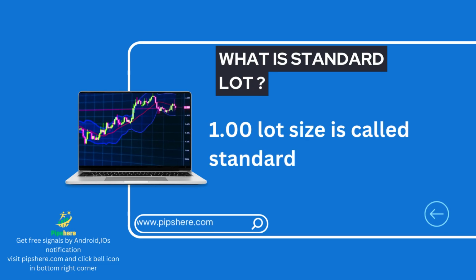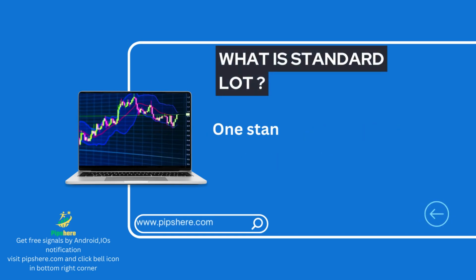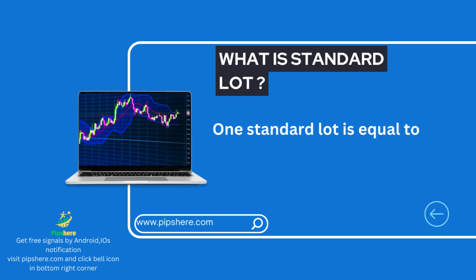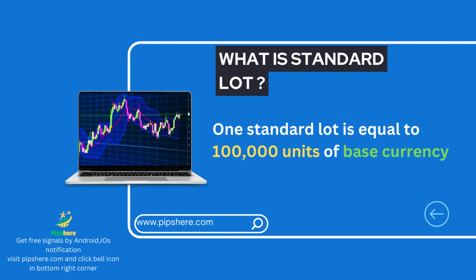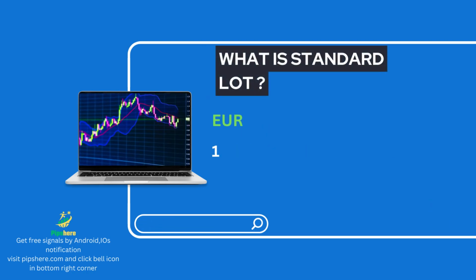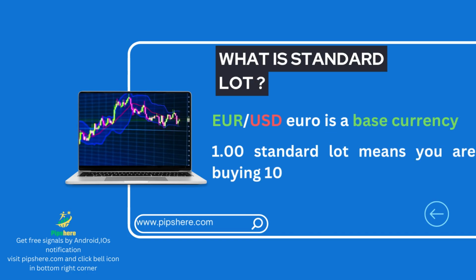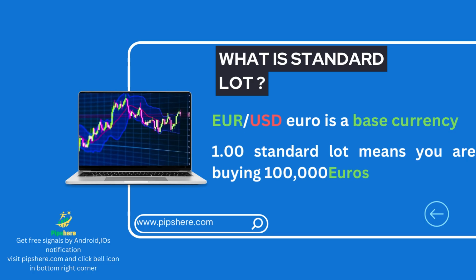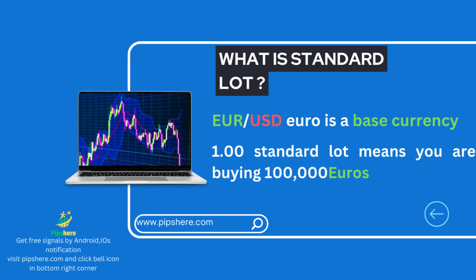1.00 lot size is called a standard lot size. A standard lot size is the largest lot size in Forex trading, and it represents 100,000 units of base currency. For example, if you are trading the Euro-USD currency pair, then a standard lot size would represent 100,000 euros. It means that you are buying 100,000 euros in one standard lot.